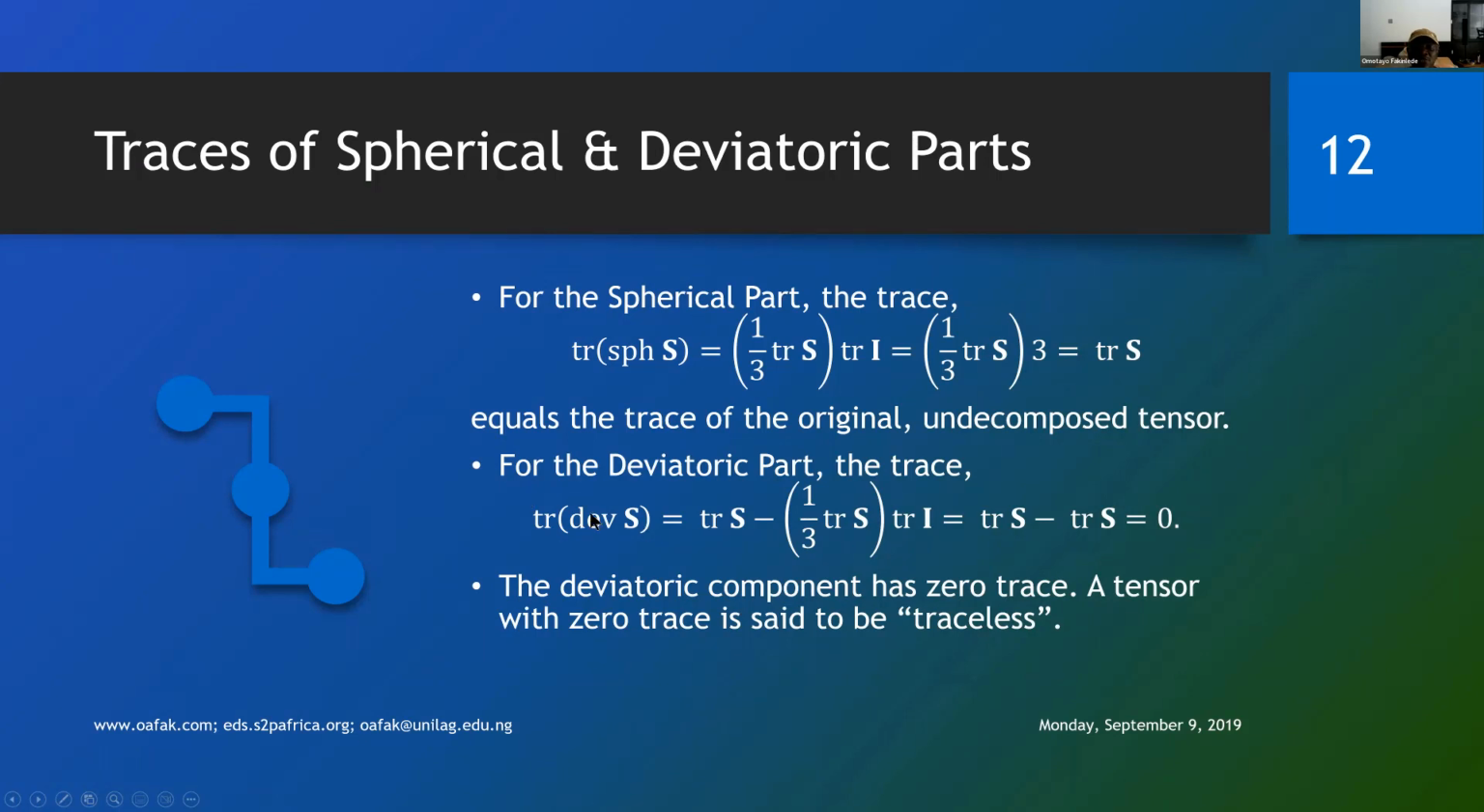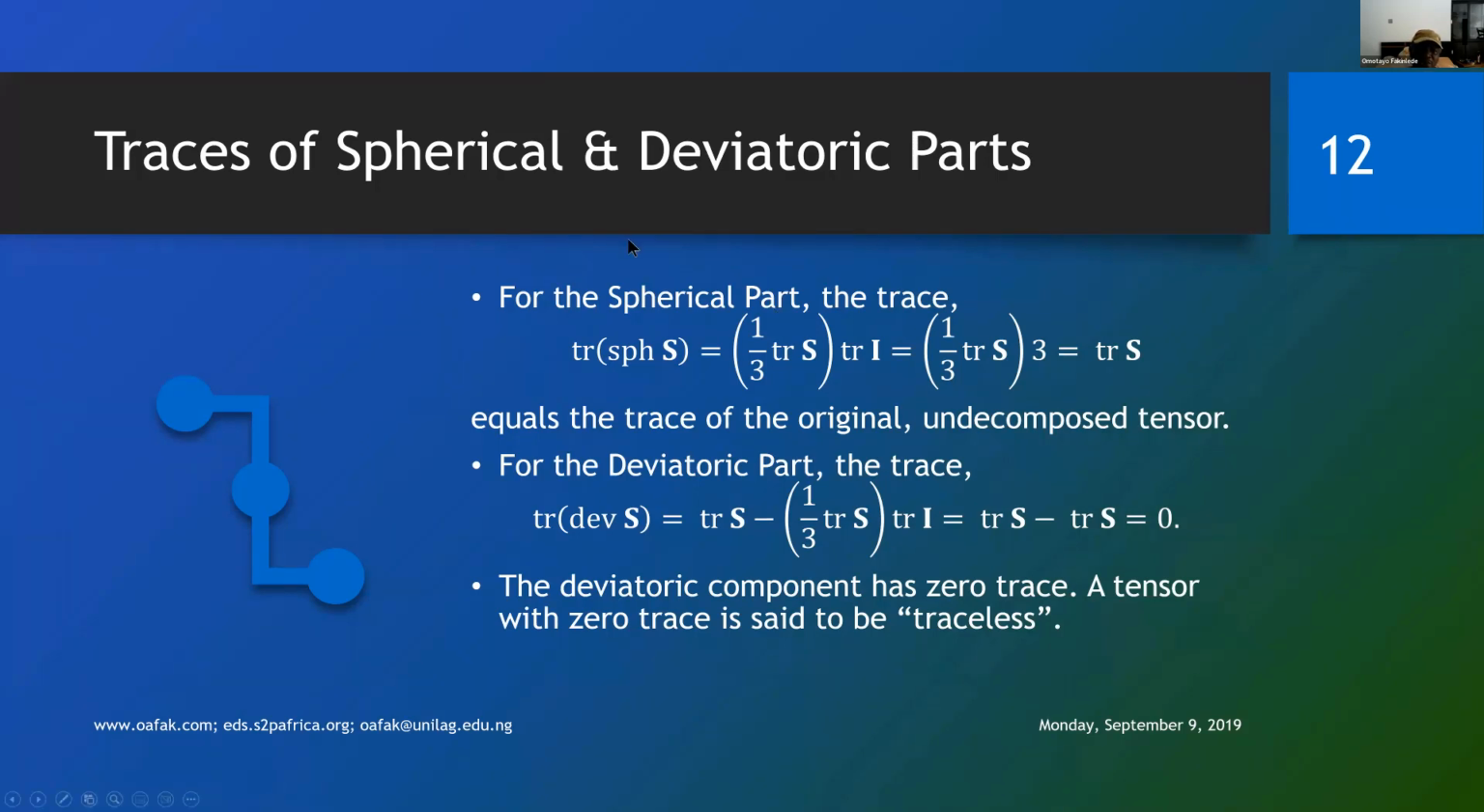The trace of the deviatoric part is 0. So a deviatoric tensor is a traceless tensor because it has 0 trace. If I tell you a tensor is deviatoric, what's the trace? The trace is 0. A deviatoric tensor has a 0 trace, but not all traceless tensors are deviatoric. So you say every deviatoric tensor is traceless, but not all traceless tensors are deviatoric. You will see other tensors that have 0 trace and are not deviatoric.